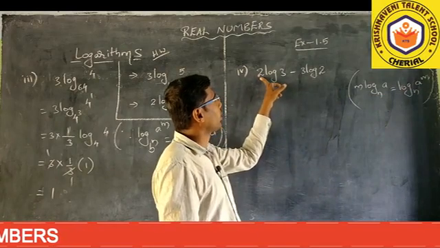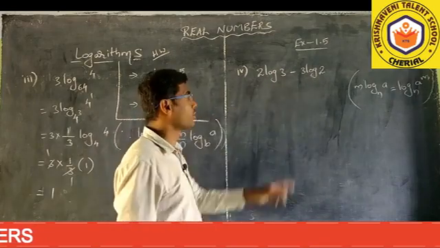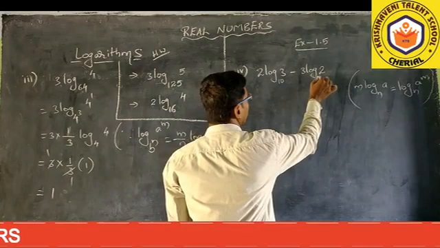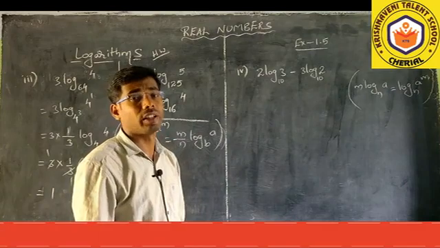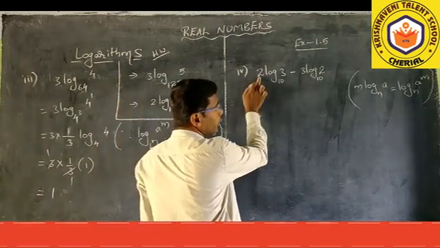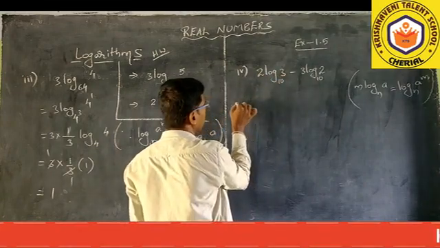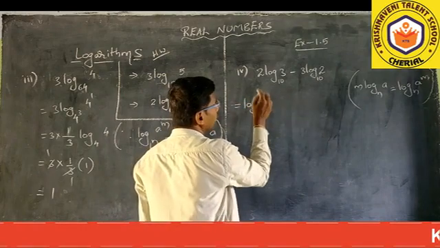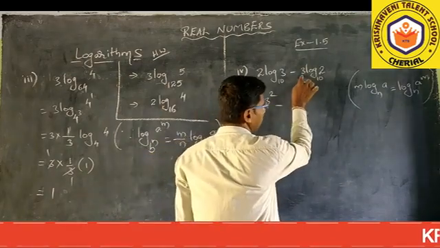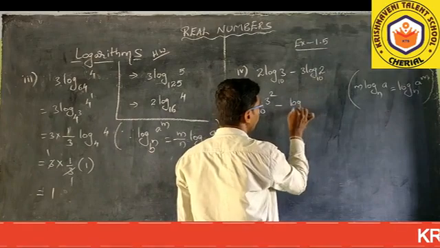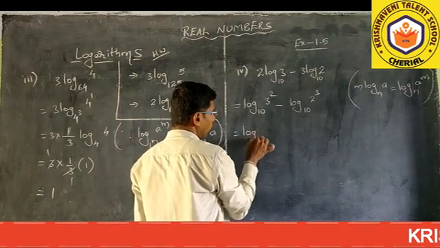By using the third law, we can write it as m log A. But here the base is not given. If the base is not given, what do you take? I already told you, 10. Here also take the base as 10. If no particular base is mentioned, you have to consider the base to be 10. Now using the third law, m log A equals log A to the power of m. So it is log 3 square to the base 10 minus, again applying the same, m log A, log 2 cube to the base 10, which equals log 3 square.